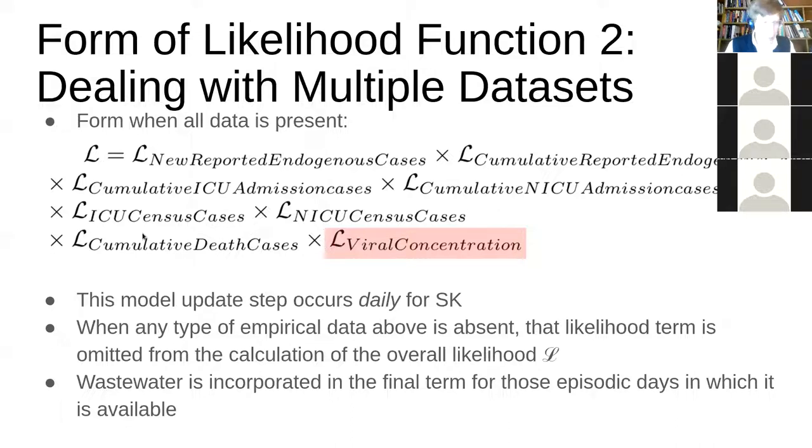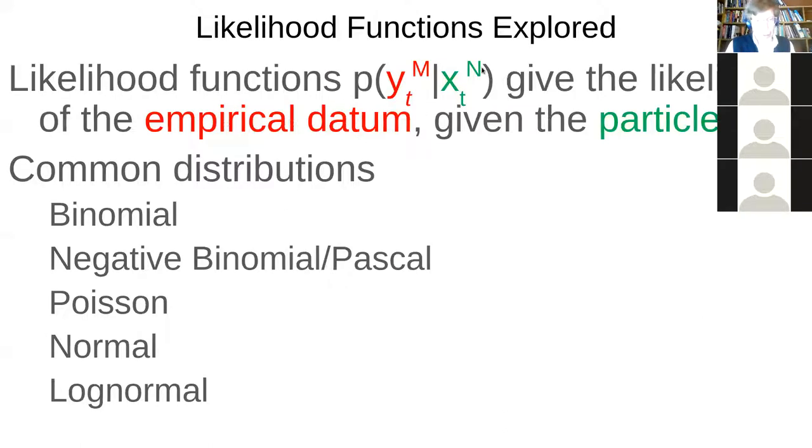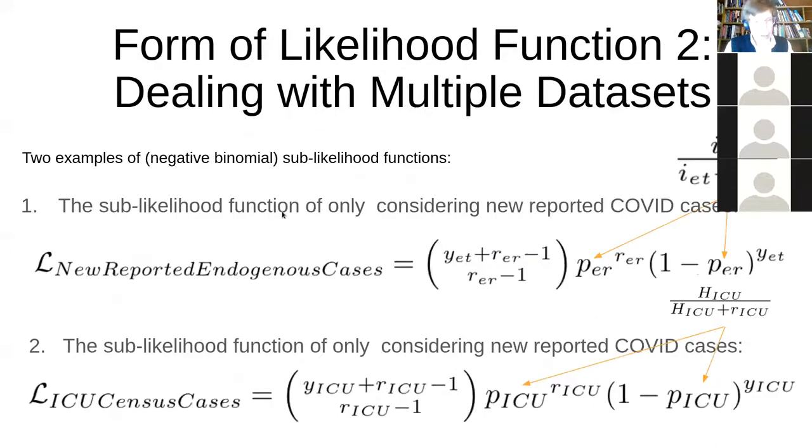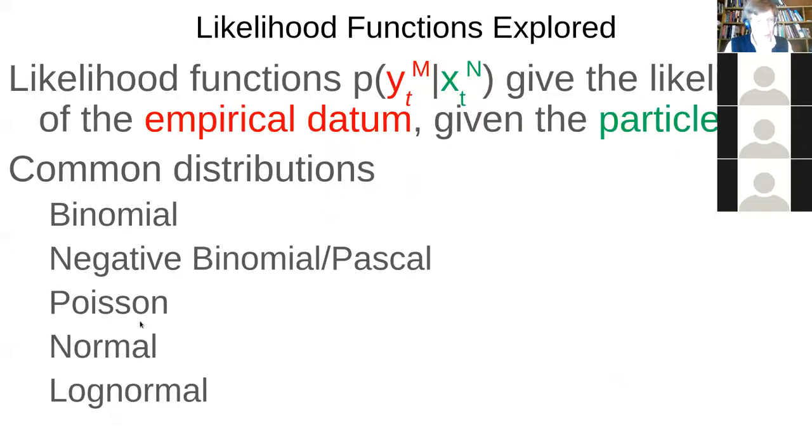So each of these sub-likelihoods will say, this will be for census. It will compare the model's belief for how many people are in census, meaning how many people are in the ICU overnight at midnight, compared to what's actually observed. And this one will be comparing the hospital wards, how many people are in there overnight at midnight, compared to what's empirically observed. And each likelihood will draw on certain distributions.